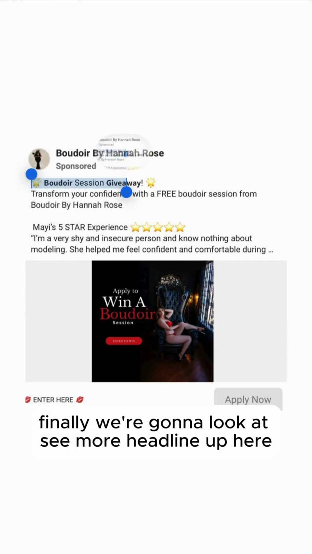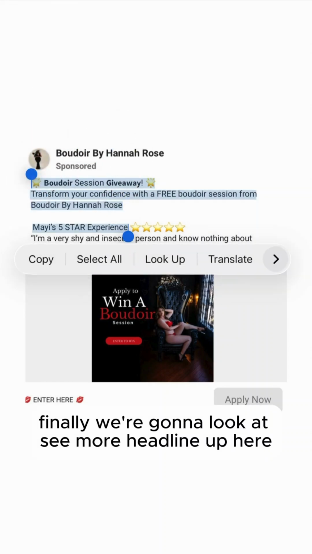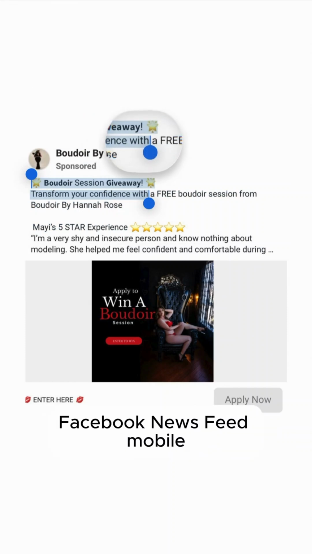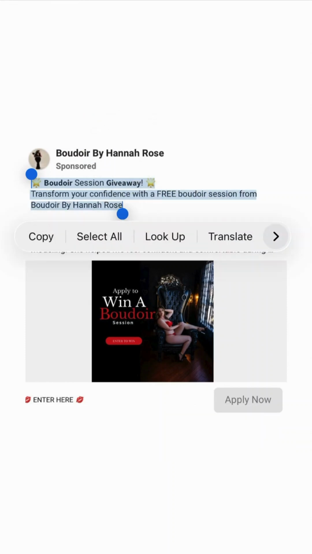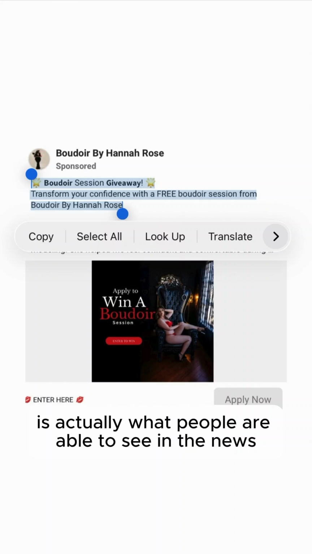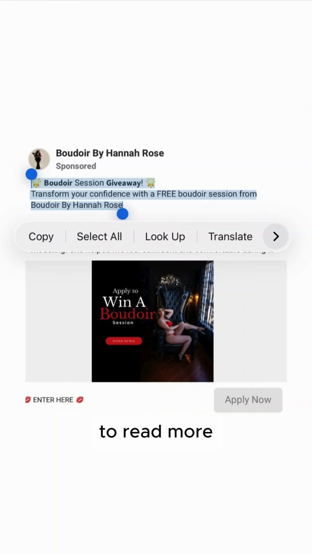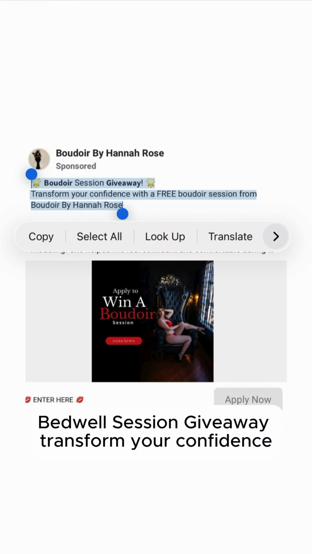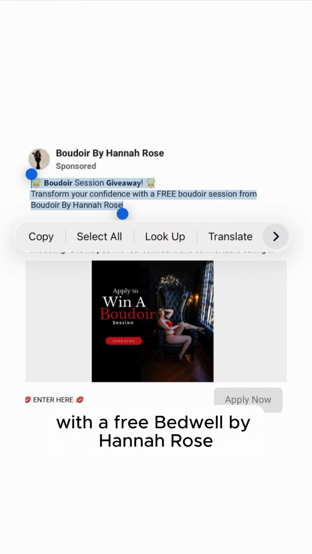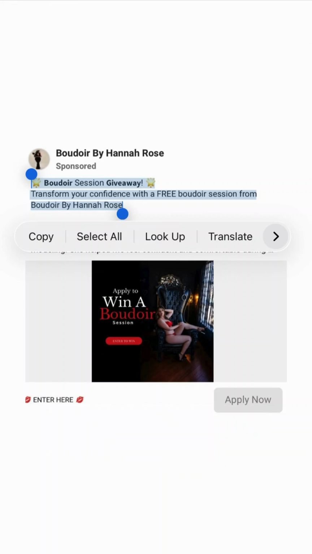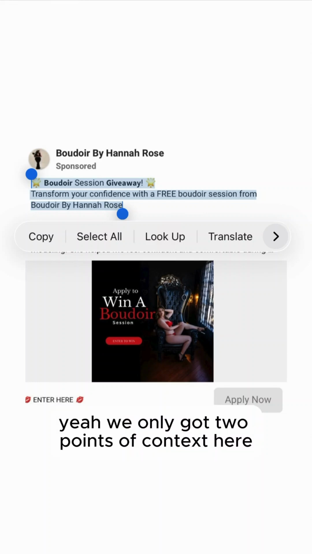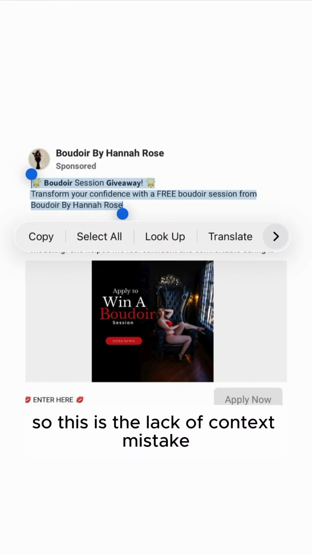Finally, we're going to look at the headline up here. First 2 3/4 lines, Facebook newsfeed mobile. This is actually what people are able to see in the newsfeed before they click in to read more. Boudoir session giveaway, transform your confidence with a free Boudoir by Hannah Rose. Okay, so yeah, we only got 2 points of context here, so this is the lack of context mistake.